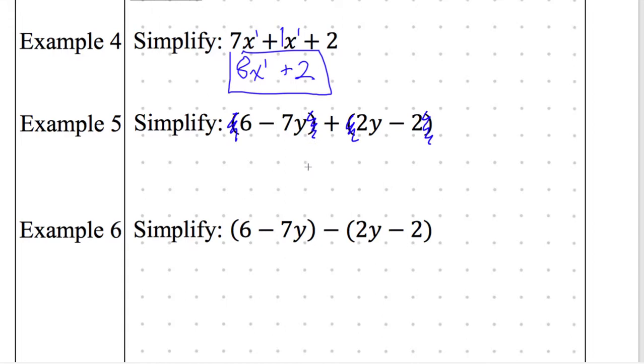What are the like terms and how do I add them? How do I combine them? Quiet raised hand, help me out.